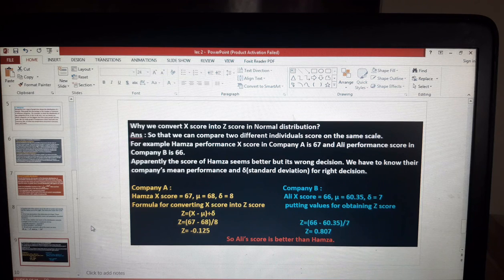Putting these values in the formula, Z is equal to X minus mu divided by sigma. So after putting the values of X, mu and sigma, the Z score for Hamza is minus 0.125 and the Z score for Ali is 0.807. When we look at the Z scores, it is very much clear that Ali's score is better than Hamza.